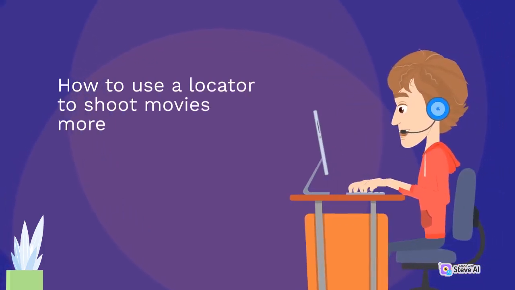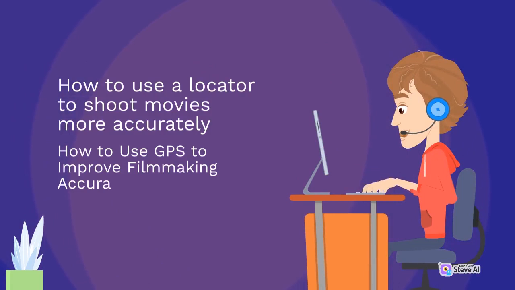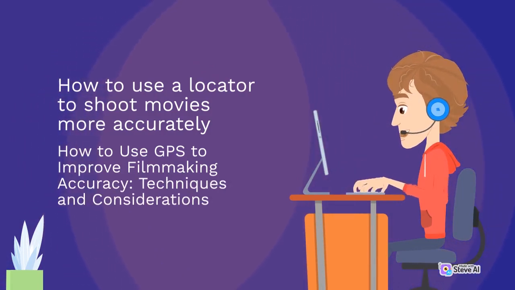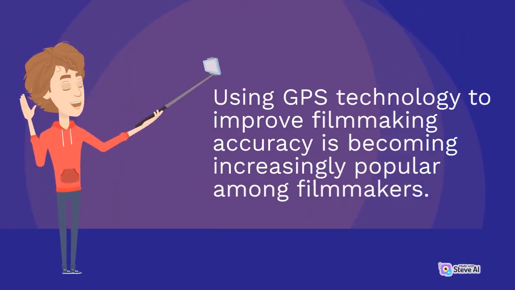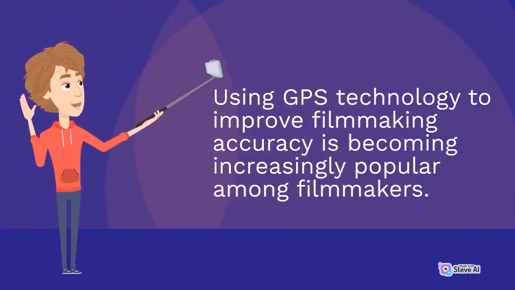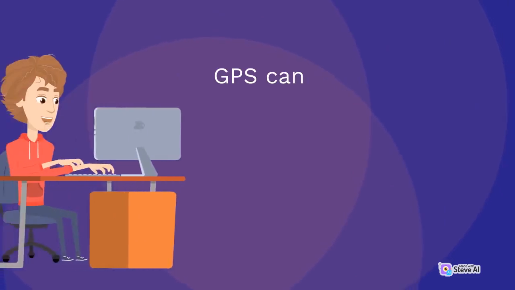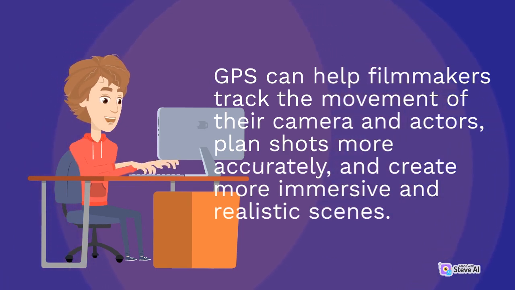How to use a locator to shoot movies more accurately. How to use GPS to improve filmmaking accuracy, techniques and considerations. Using GPS technology to improve filmmaking accuracy is becoming increasingly popular among filmmakers. GPS can help filmmakers track the movement of their camera and actors, plan shots more accurately, and create more immersive and realistic scenes.